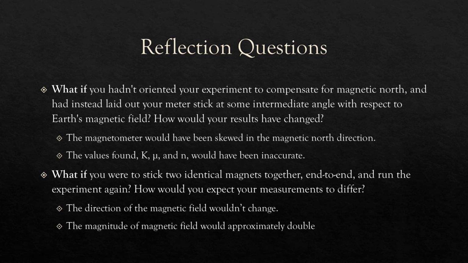What if you were to stick two identical magnets together end to end and run the experiment again? How would you expect your measurements to differ? The direction of the magnetic field wouldn't change, the magnitude of the field would approximately double.